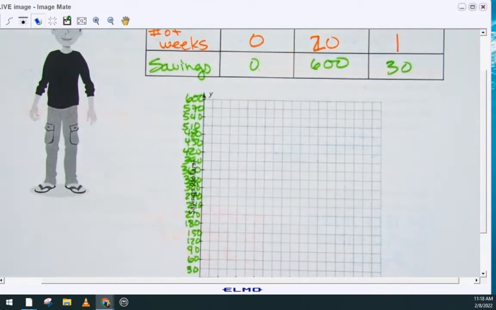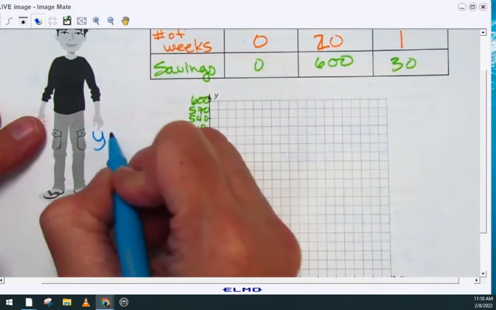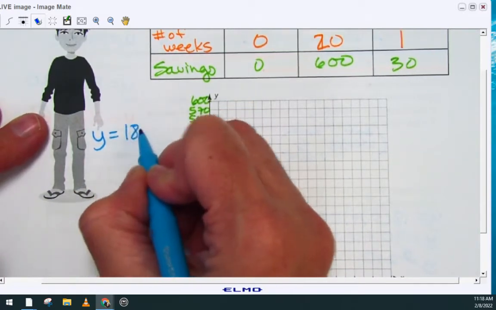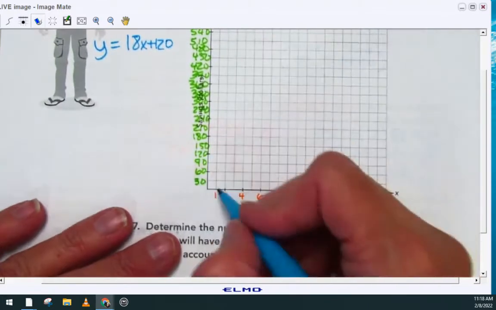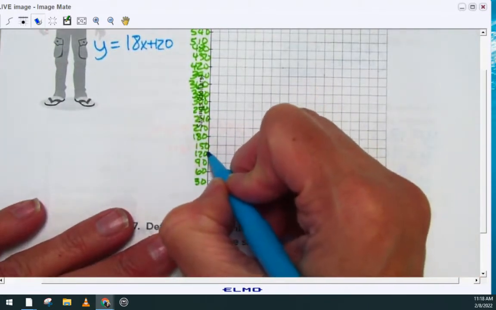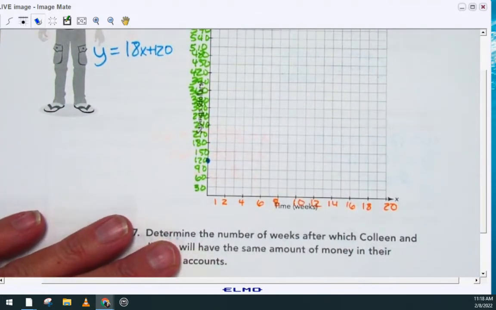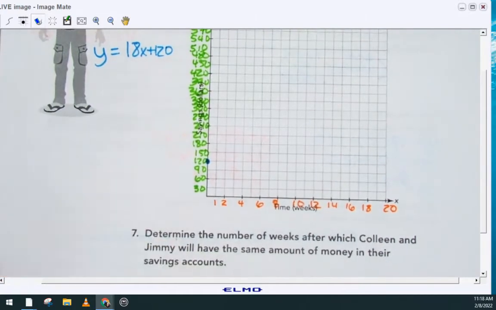So Colleen, her equation was y equals 18x plus 120. So we start at 120. So 120 is right here. And I'm supposed to go up 18 and over 1. Well, that's a little more difficult.